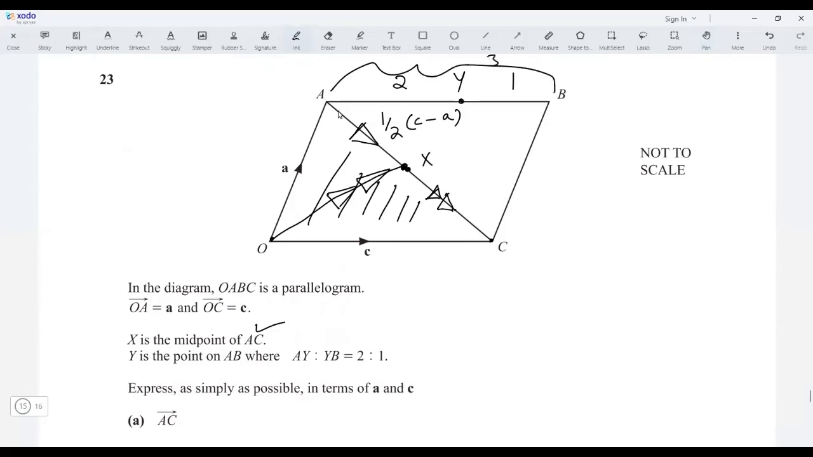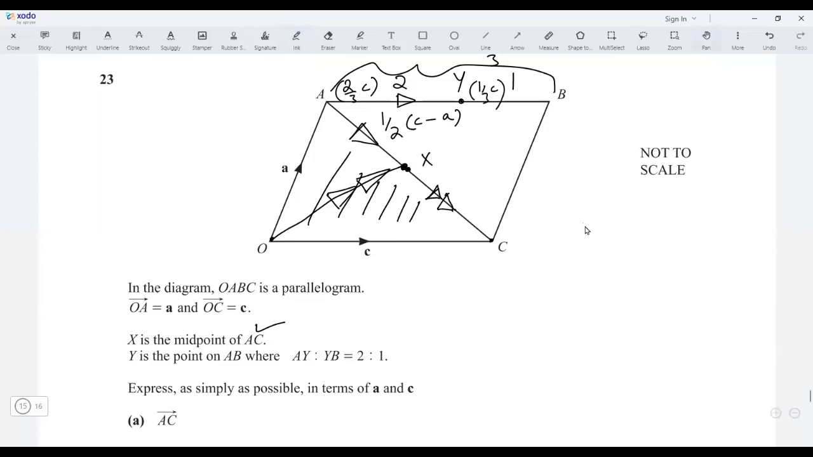So it means that if we take the Y vector, it will be 2/3 of C. This is AY. And what about YB? YB will be 1/3 of the vector C. Okay, we have figured it out.